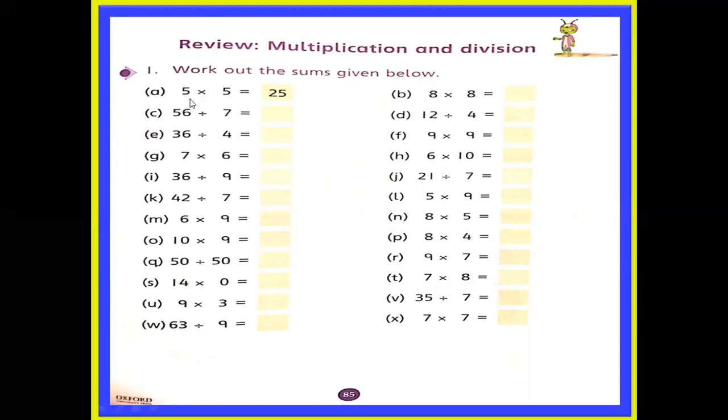So five fives, both are five. So read the table of five times. 5 ones are 5, 5 twos are 10, 5 threes are 15, 5 fours are 20, 5 fives are 25.